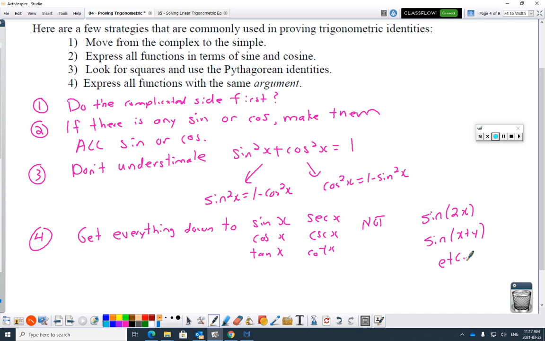And so when questions have sine of 2x, sine of x plus y, we probably want to get rid of that stuff. Probably. Scary that I keep saying probably, right? It's like, so there's no rules here? No, not really. Just guidelines on how you might approach these things.